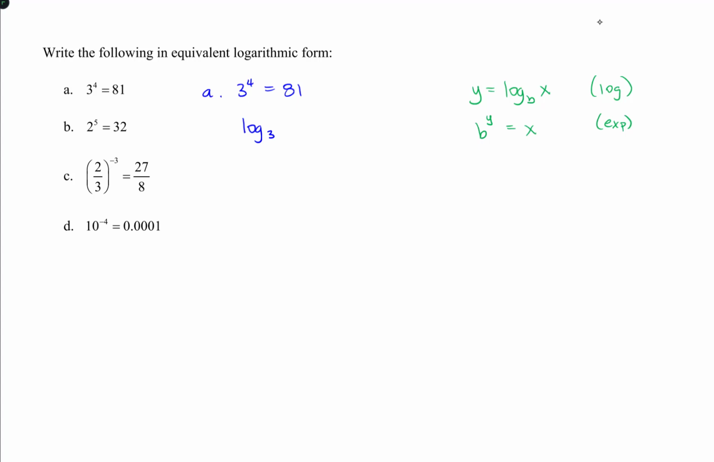All right, so it's a log base 3, but then what goes next? Well, if you just remember that the result of a logarithm is an exponent, then that tells you exactly what to do next. So the result of the logarithm is an exponent. So the 4 is going to go over on the other side of the equals, leaving the 81 to be the argument.